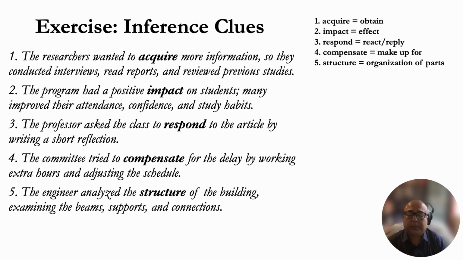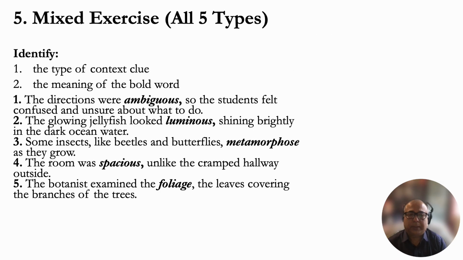Okay? All right, so today we learned 5 types of context clues. Okay, now I have given you a mixed exercise. These sentences have all 5 types of context clues. Your job is to find the type of context clue, identify it, and also write the meaning of the bold word. Okay, like ambiguous. What type of context clue is it? Is it an example clue? Is it a synonym clue? Is it an antonym clue? Definition clue? Or inference clue?